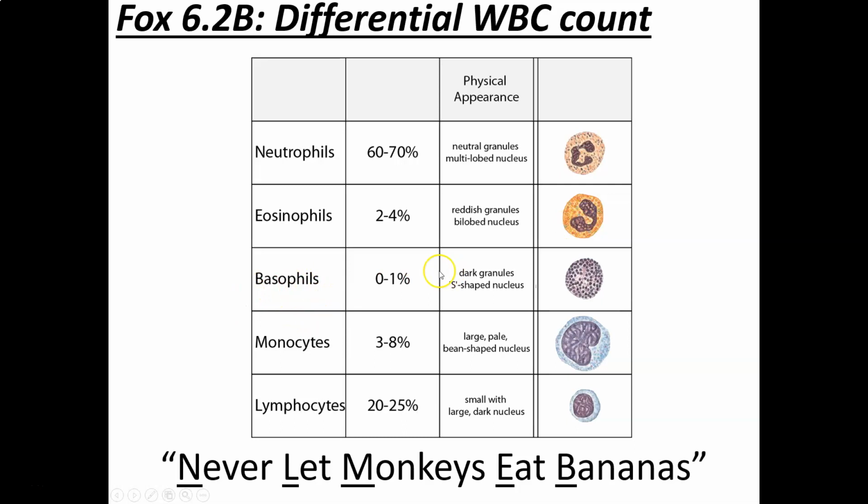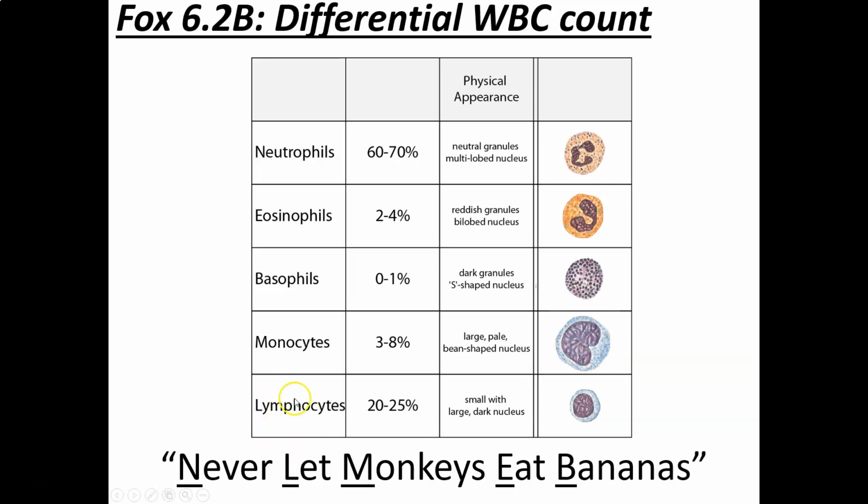Basophils are the least numerous of the white cells and make up less than 1% of them. They have dark staining granules, and they have an S-shaped nucleus that's often occluded. It's hard to see sometimes through all the different granules you see there. Monocytes are the largest of the white cells. Notice physically it looks bigger. They make about 3 to 8% typically of the white cells, and they tend to have a large, pale, bean-shaped nucleus and no granules in the cytoplasm.